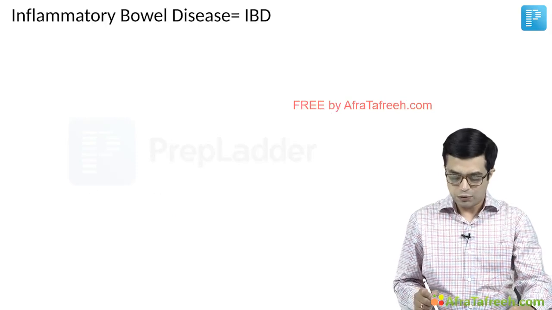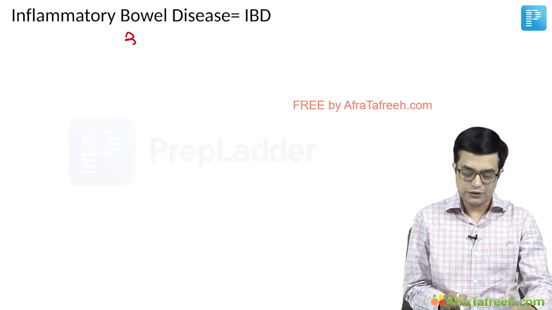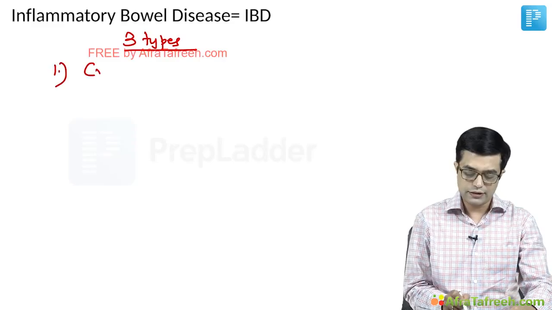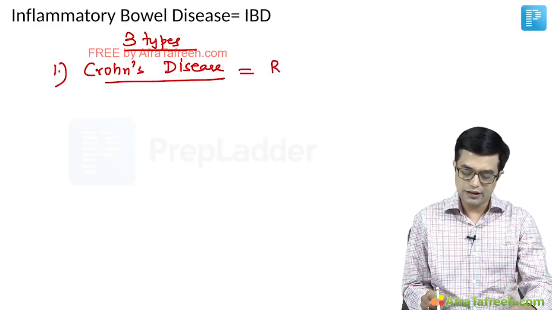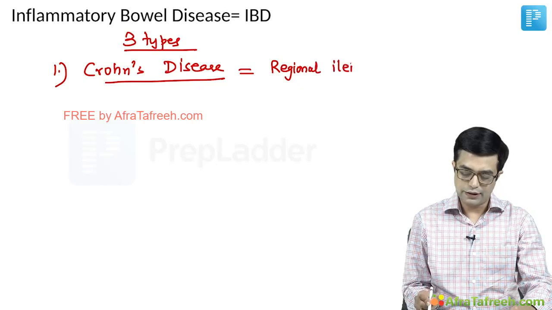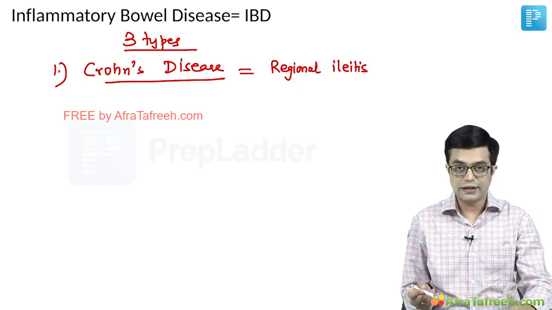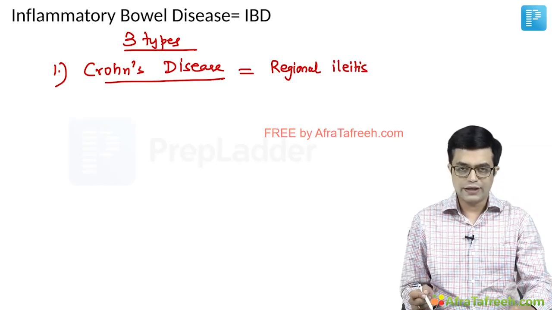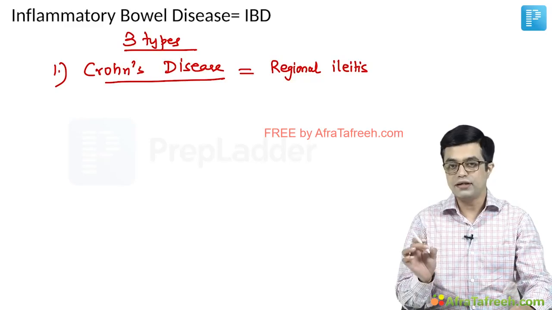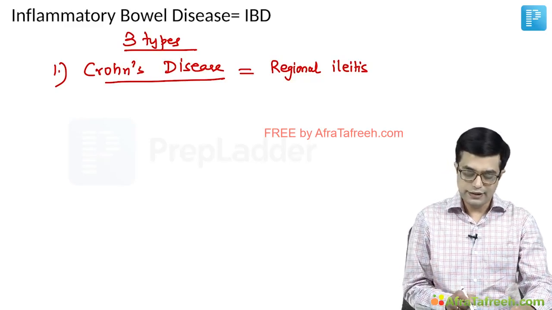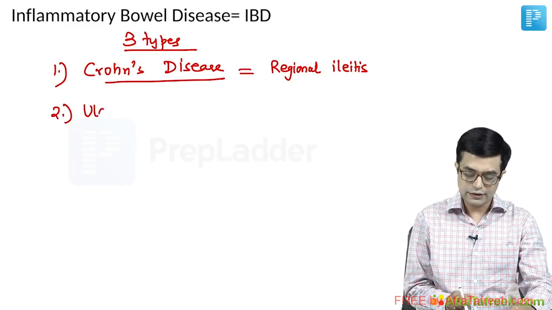Inflammatory bowel disease is broadly categorized into three types. The first category is Crohn's disease. Crohn's disease is also known by alternative names like regional ileitis because it tends to involve the ileal region, the small intestine, more commonly. It is also called regional enteritis, that is, it is a regional, localized inflammation. Second is ulcerative colitis.